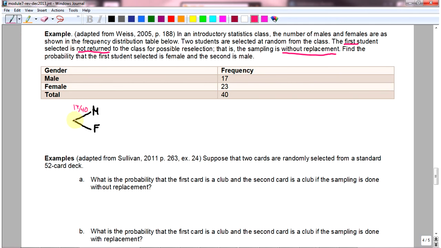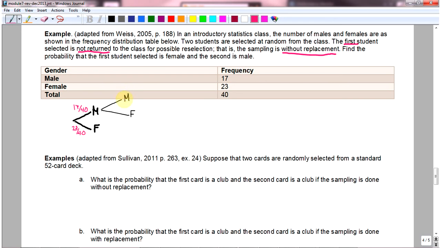Okay, the probability that the first student chosen was female would have been 23 out of 40. Okay, well now, what is the probability, assuming that a male was chosen, for the second student? Well, after the male is chosen, the second student could also be a male, but could also be a female. And now, what is the probability of each of those?